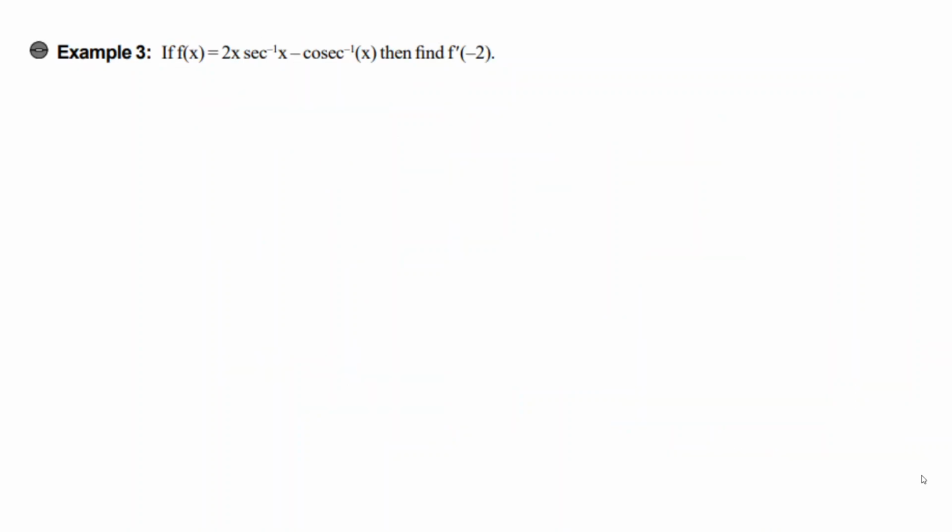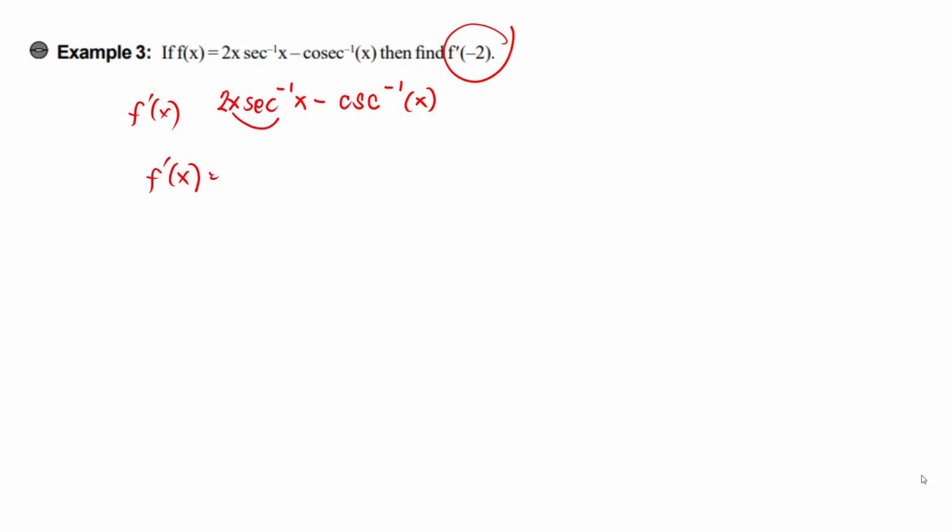Okay. So, dito naman, ayan, medyo complicated na naman. Ayusin natin to ha. 2x inverse sine of secant, cosec is pwede natin sulat as cosecant inverse x. Hanapin daw natin si f prime negative 2. So, importante makuha muna natin si f prime. So, paano natin makuha si f prime?